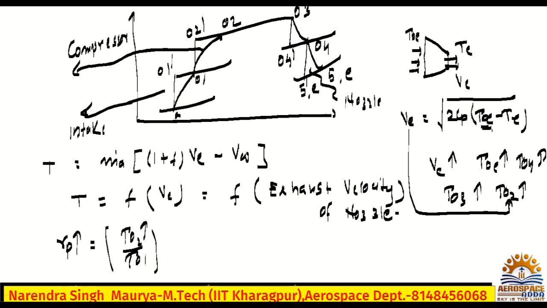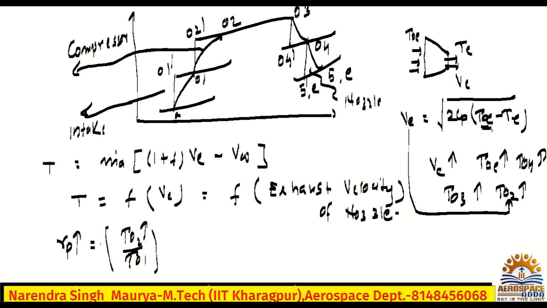T naught 3 high means T naught 4 high. T naught 4 high means T naught E high. If T naught E is high, it means exhaust velocity will be high, a maximum or higher value. So it is very clear how thrust depends on compressor pressure ratio. How does it depend? If you increase the compressor pressure ratio, then thrust will increase.